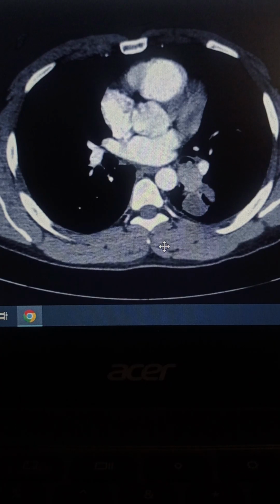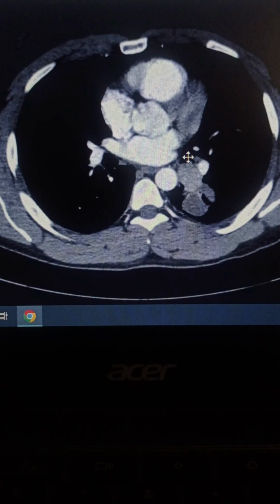And when we did his CT, we found a mass on his CT. So can you guess the diagnosis? Yes. So this patient is having a mass over here. You can see this one. I am encircling it with my pointer. This is the aorta and this is the mass.